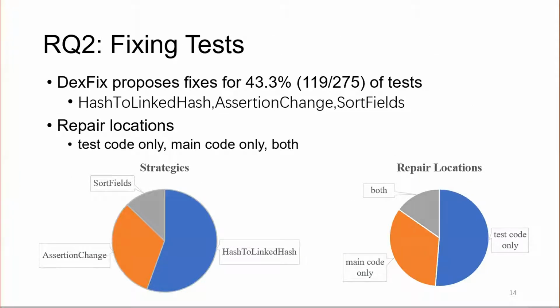Our next research question is about the number of tests fixed by DexFix. The answer is that 119 tests are fixed. We find that hash to linked hash strategy contributes the most to fixing. Assertion change follows it, which supersedes source fields. We also show where the repair locations are. Only in the test code, only in the main code, or in both. We see a variety, demonstrating the importance of considering both main code and test code.